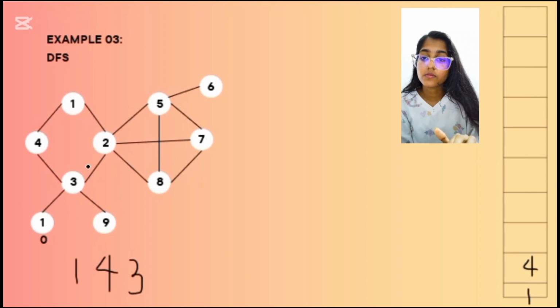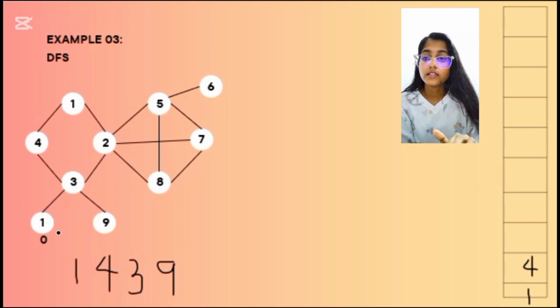and start exploring 3. The adjacent vertices of 3 are 9, 10 and 2. I'll write a vertex here and push 3 to this stack, and you can see that there are no adjacent vertices for 9, so you must go back to 3. So you must pop 3 here and start exploring 3 again.